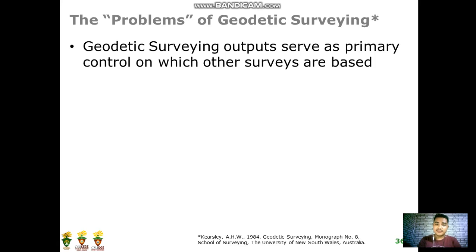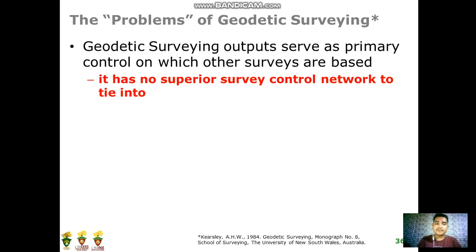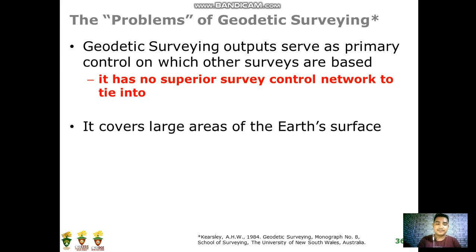So again, geodetic surveying outputs serve as a primary control on which other surveys are being based. As I keep repeating, the output of geodetic surveying becomes the basis, the reference, to the other lower precision surveys such as topographic, isolated, and so on and so forth. So the problem there is it has no superior survey control network to tie into. Since it is the first, it has nothing to refer to. So that is one problem in geodetic surveying.